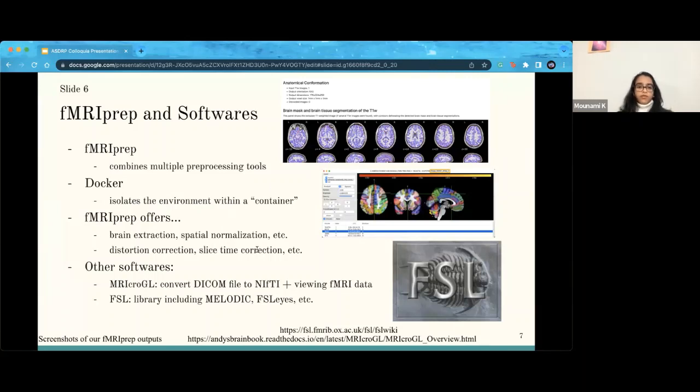Our other software that we used included MRIcroGL, which converts DICOM to NIfTI files, as Aryan mentioned before, and which basically helps us to adhere to the BIDS format necessary for fMRIPrep. FSL is also a very useful neuroimaging library, and from FSL, we used MELODIC and FSLeyes, which are programs to run independent component analysis and to view fMRI data.